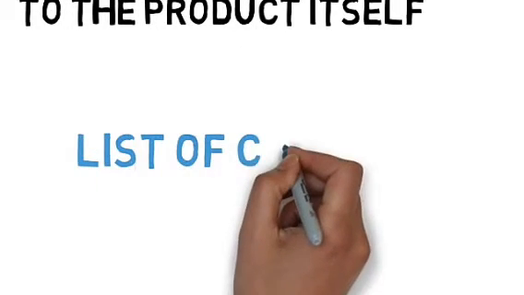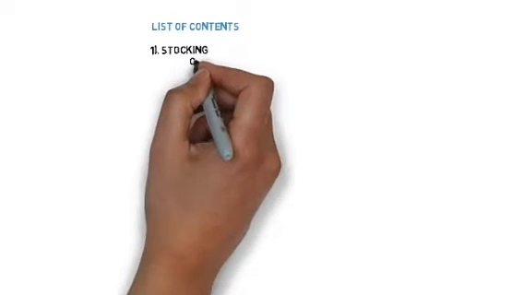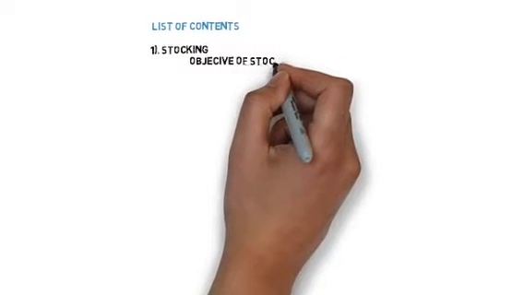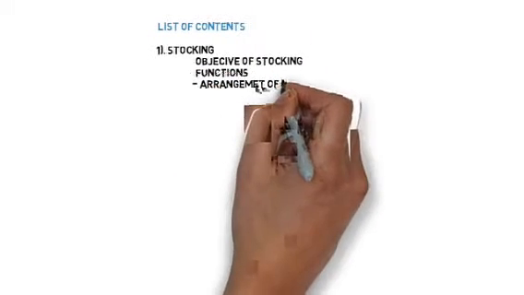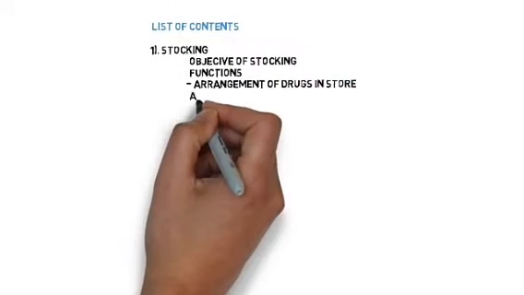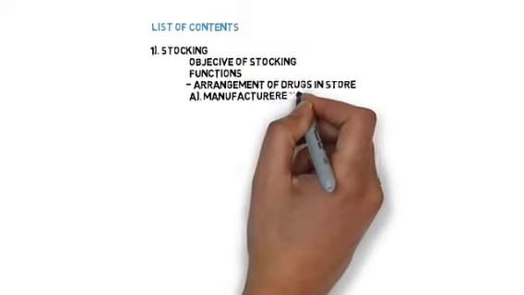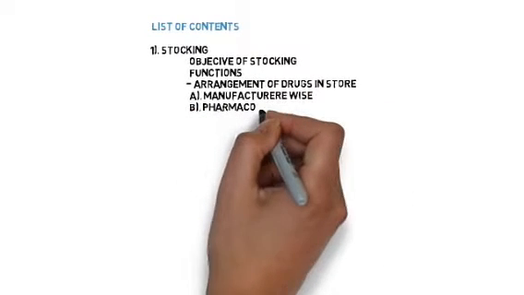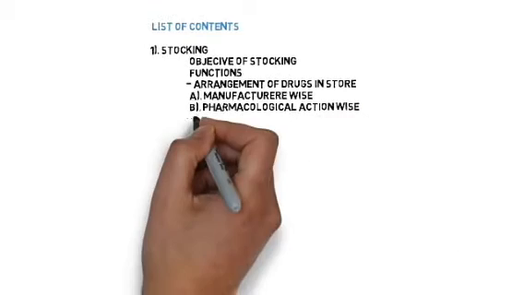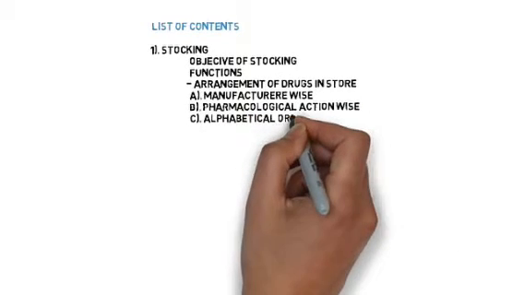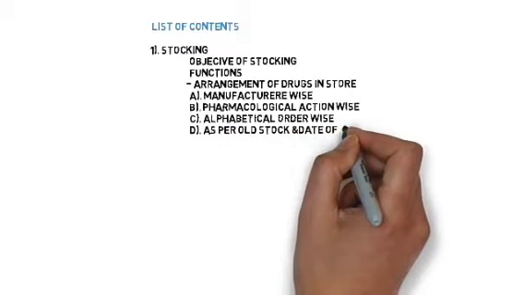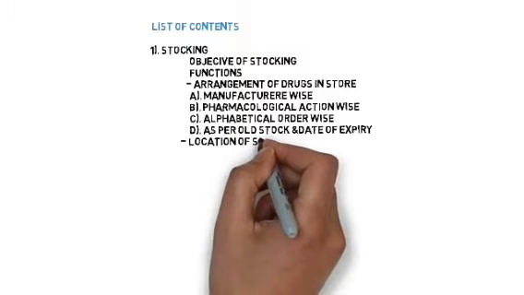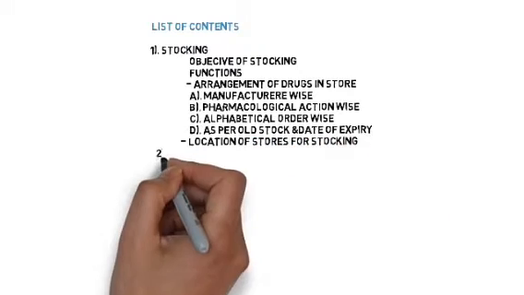We will discuss what the list of contents is. In that, first one, stocking. In the case of stocking, we will learn objectives of stocking, functions of stocking, and arrangement of drugs in the store. So in that: A, manufacturer wise; B, pharmacological action wise; C, alphabetical order; D, as per old stock and date of expiry. It will also discuss location of stores for stocking.